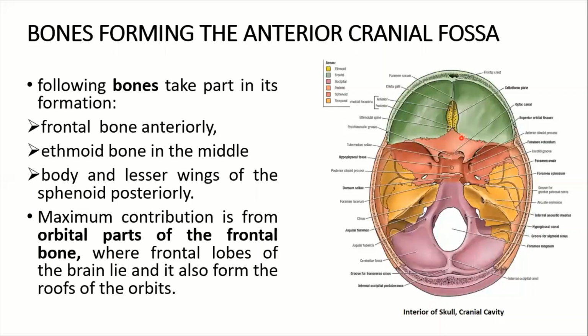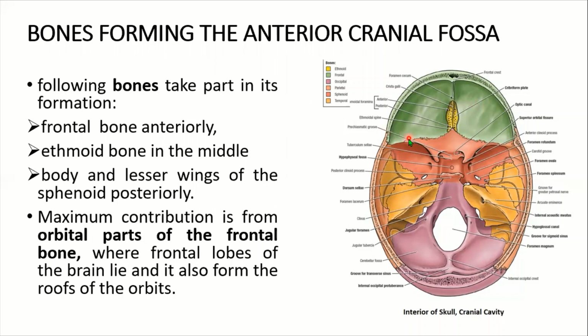The bones forming the anterior cranial fossa are the frontal bones, in green, anteriorly; the ethmoidal bone, in yellow, in the middle; and then the body and the lesser wings of the sphenoid posteriorly. These are the lesser wings of the sphenoid, and here is the body of the sphenoid. The maximum contribution is from the orbital parts of the frontal bones, where the frontal lobes of the brain lie, and they also form the roofs of the orbits.